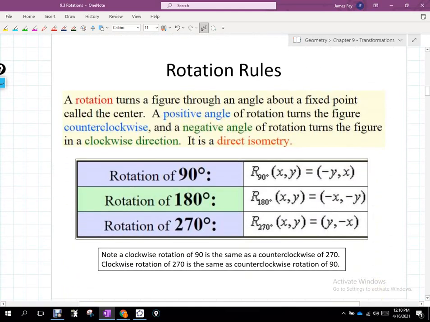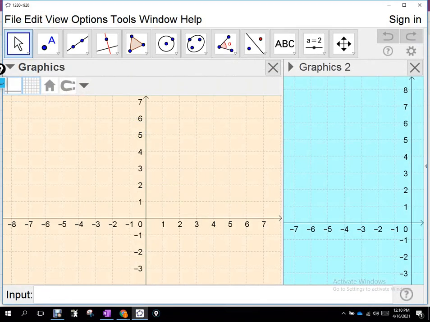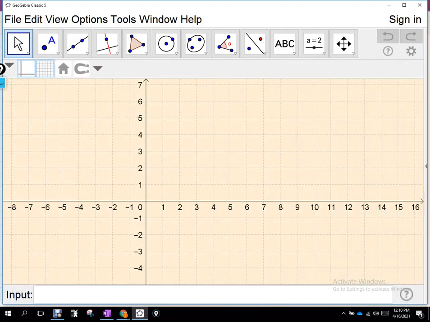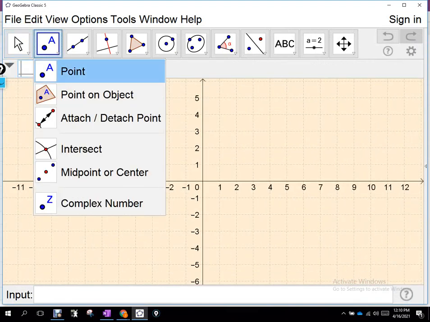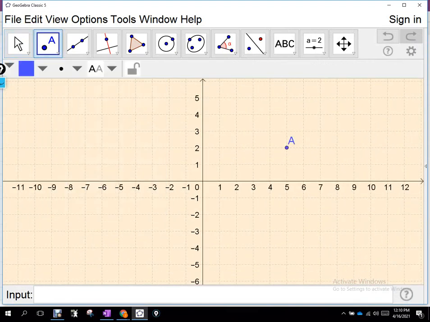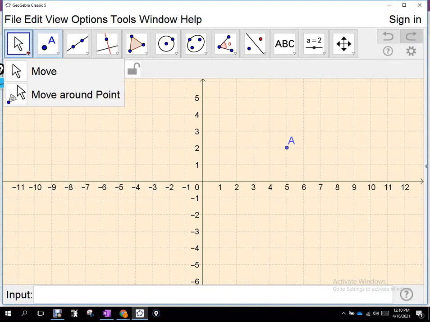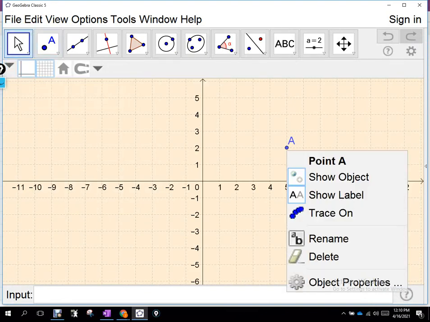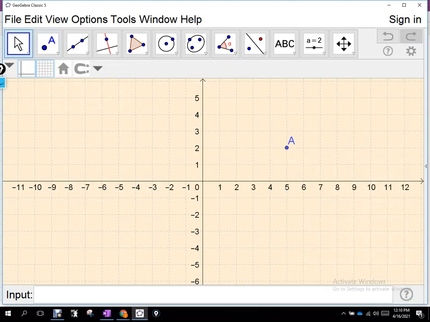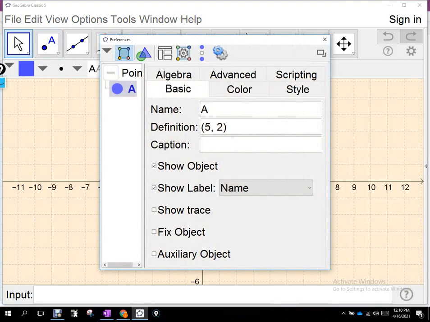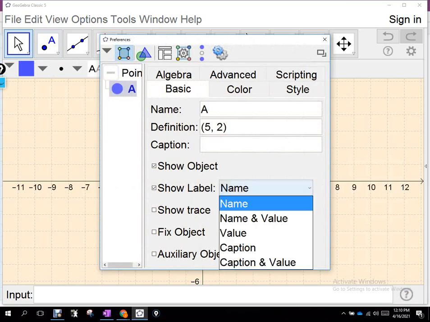Here are some rotation rules that I would like to investigate with you, instead of just giving them to you and saying that's what they are. So let's start with a random point. Doesn't matter. I'm going to start with point A here. You don't have to write this down, just watch this. These are rotations around the origin. This is all we're talking about right now.